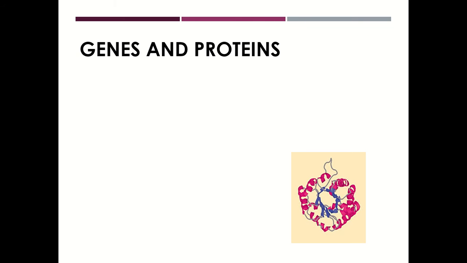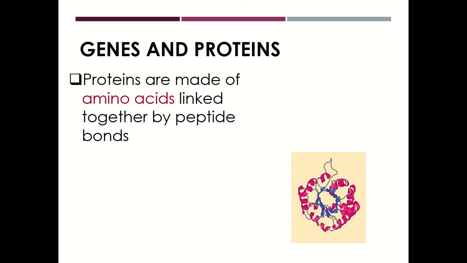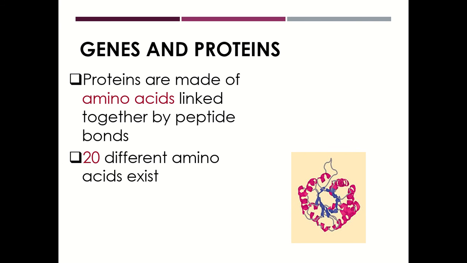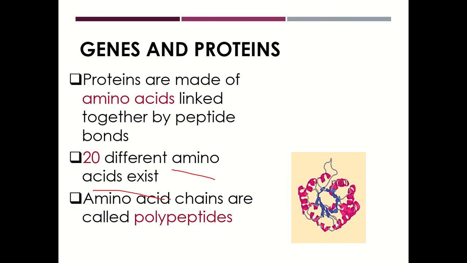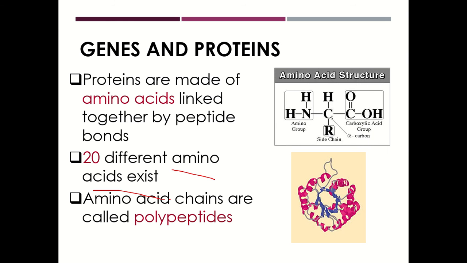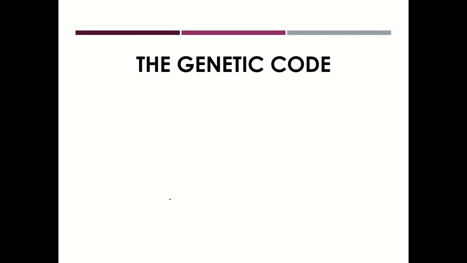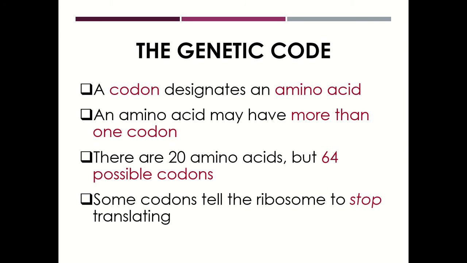So we have the genes and proteins. Proteins are made up of amino acids linked together by peptide bonds. And we have 20 different amino acids that exist. So ano ba yung amino acid na nag-exist? So amino acids are called polypeptide. The genetic code, so we have the codon, yung 3, designates an amino acid. So, kailangan natin ng codon para makuha natin si amino acid.